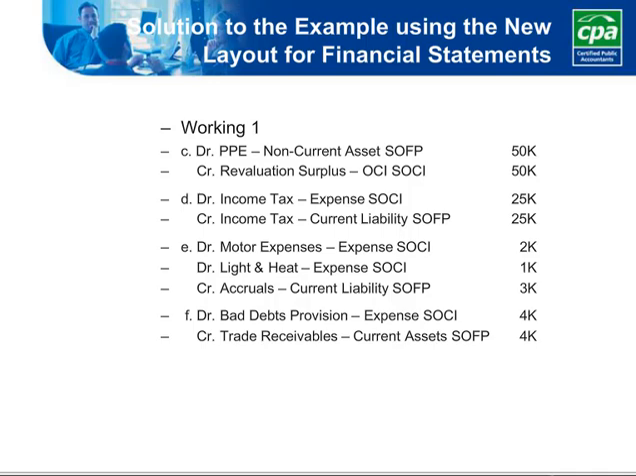Part F, we now realise we need a bad debt provision of 5% of trade receivables. Looking at the trial balance, the trade receivable figure is 80,000, 5% of that is 4,000, so we debit our bad debt provision in the expense section of the Statement of Comprehensive Income, and we credit the trade receivable current asset section of the Statement of Financial Position.